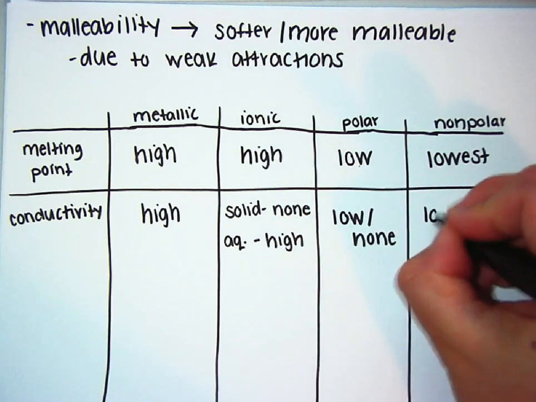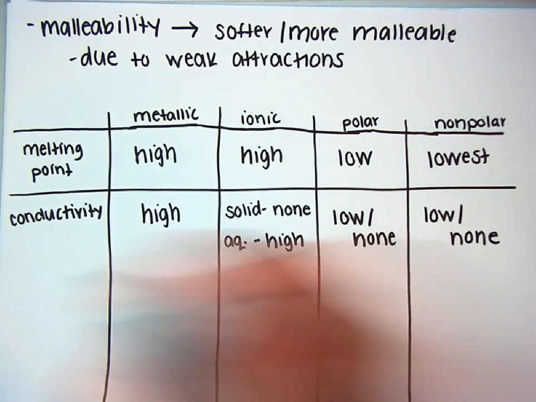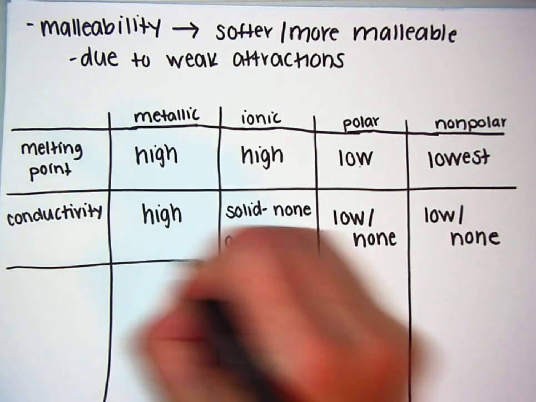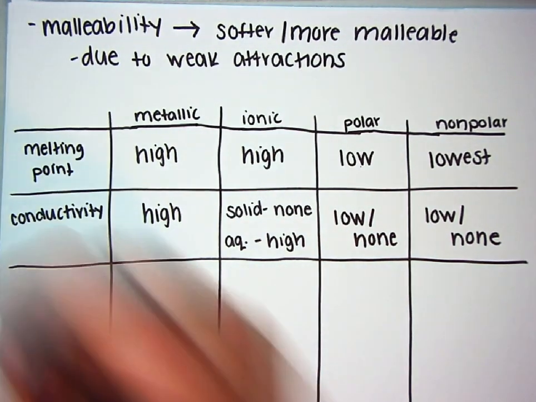Both polar and nonpolar are going to be poor conductors. We don't have any charge. If we don't have charge, we can't conduct electricity.